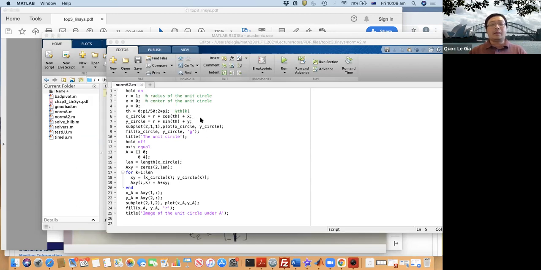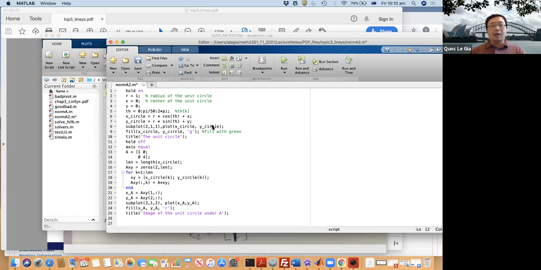And now x is the x coordinate of the point on the circle, and y is the y coordinate of the point on the unit circle. Now I plot it. So this one will plot my unit circle, and this one I just fill with green. So we know this is the domain. And that is the unit circle.